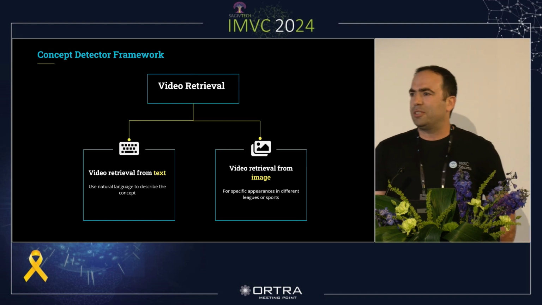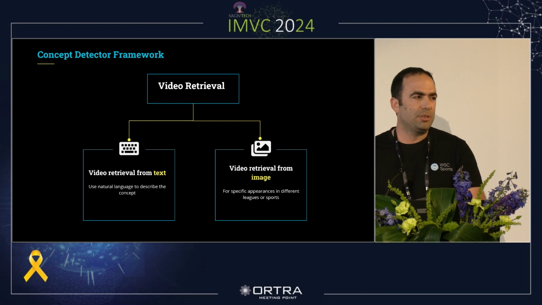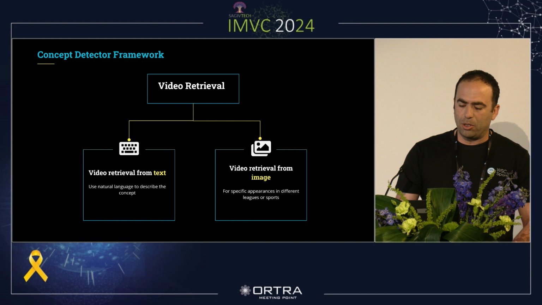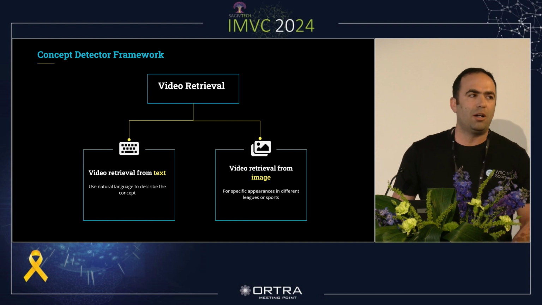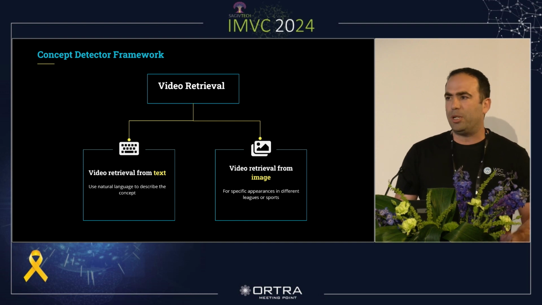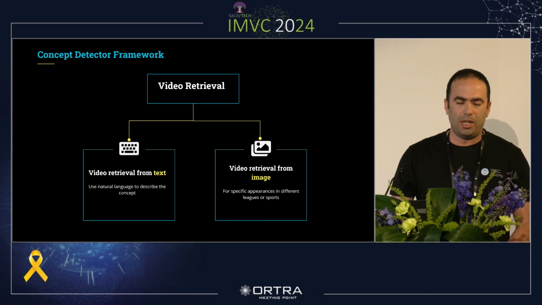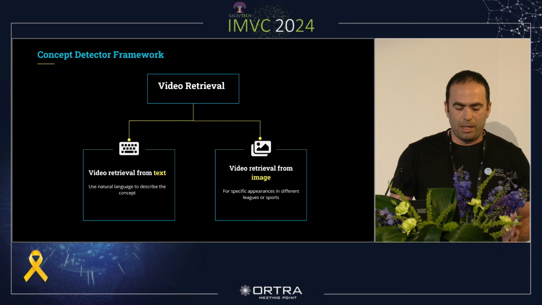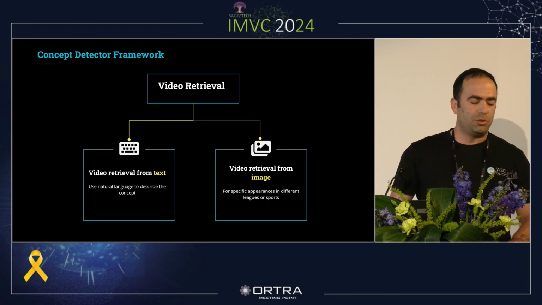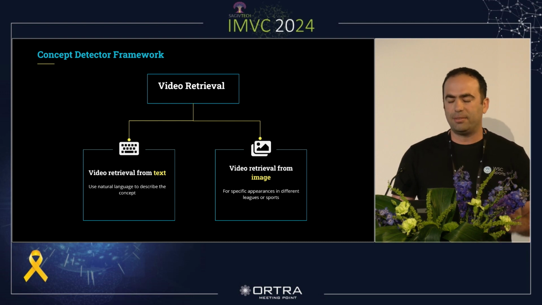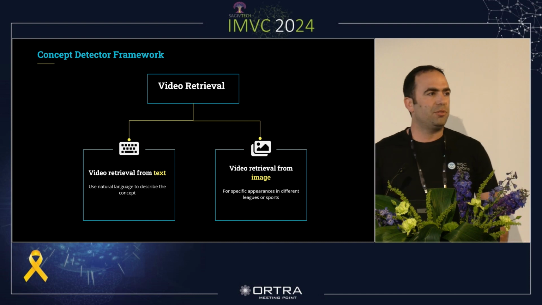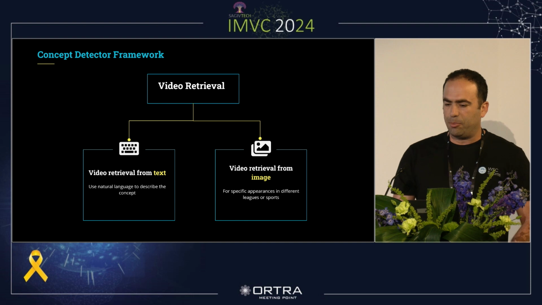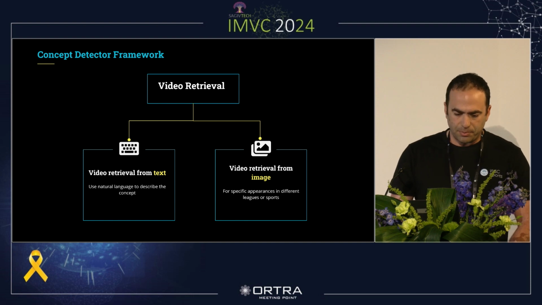So we introduced the concept detector framework. Concept detector is a framework for event retrieval, and for supporting those large variants of concepts, I want to tackle those concepts in two different modalities. The first one would be video retrieval from text, because I want natural language to describe the general essence of the concept, and video retrieval from images to capture specific appearances in specific broadcasters or specific leagues.